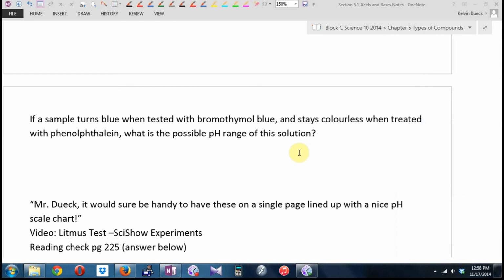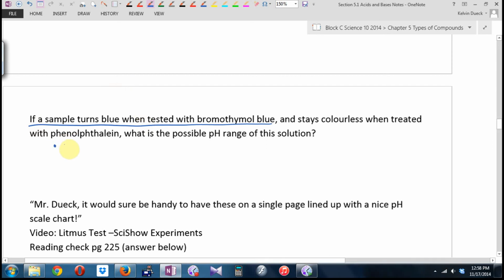If a sample turns blue when tested with bromothymol blue, on your chart right now, find bromothymol blue. Put your finger where it changes blue. Just hold it there for a second. What pH ranges could it be part of for that first part? Around 7.5 to 8 is what it turns blue. But it could be more than that. So for that line there, I know above 7.5 to 8.